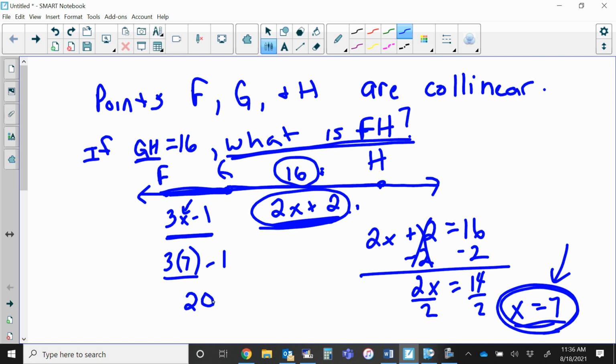21 minus 1 is what? Now, what do you think some of you are going to do? And this is one of the things that I'm teaching you right now not to do. What are they going to assume? Look at this picture. The F to G looks shorter than the G to H, doesn't it? So what do you think kids do with this 20? What do they think?